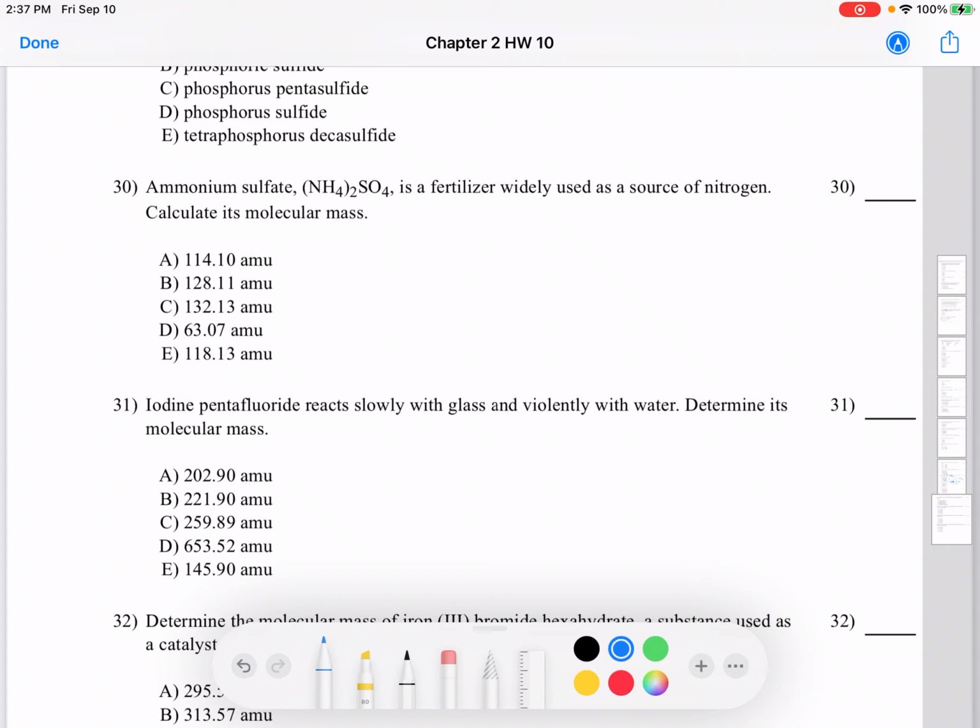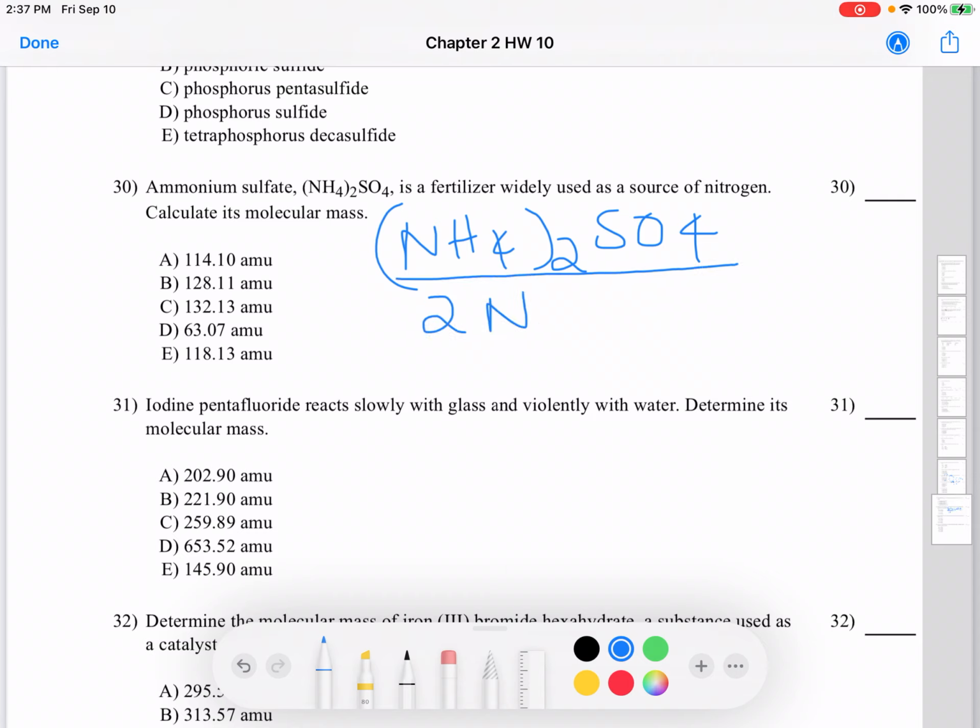So this one is NH4 SO4. So you figure out how many elements of each kind. So there are 2 nitrogens, because the 2 outside the parentheses applies to nitrogen and hydrogen both. So there are 2 nitrogens, 4 times 2, 8 hydrogens, 1 sulfur and 4 oxygens.